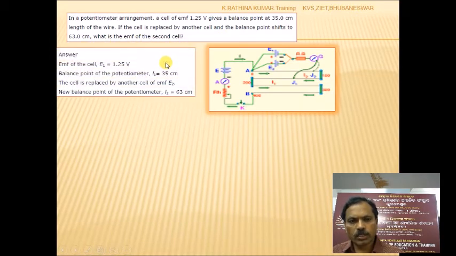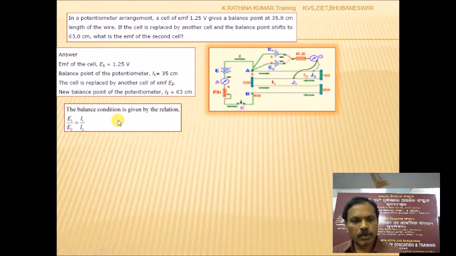The simple equation. So first of all, given the values: EMF of the cell E1 is equal to 1.25 volts, balance point of the potentiometer L1 is 35 centimeter, and the cell is replaced by another cell E2. The new balance point of the potentiometer L2 is 63 centimeter. Then the balance condition is given by the relation E1 by E2 is equal to L1 by L2, simply the null point of the first one and the second one.